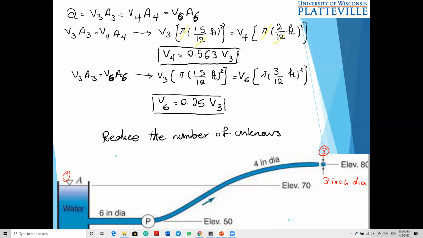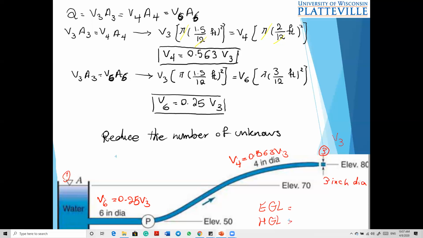So the velocity here is V3, velocity at 4 inch, V4, we know V4 is 0.563 V3, and V6 is 0.25 V3. It's like kind of we know what the velocities are. All right, what is the next step? After I know velocity, what I need to find for the first step is to draw EGL and HGL. How to find EGL and HGL?